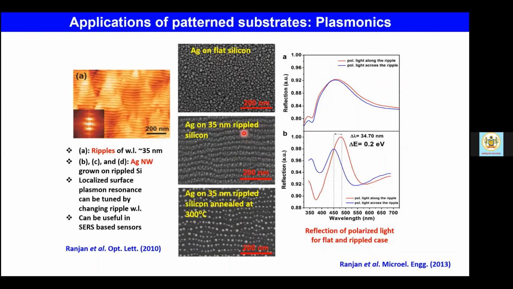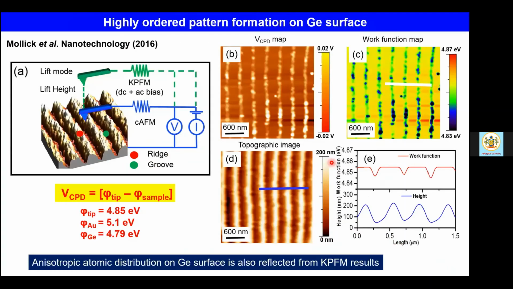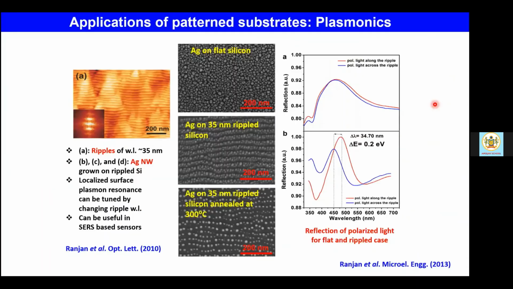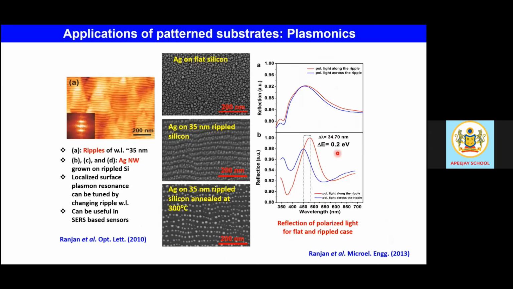Okay, where they deposited the silver nanoparticles on the same rippled silicon surface. What is seen here is that, along the ripples and across the ripples, there was a difference in the work function value. Like that, the optical reflection was also quite different along the ripples and across the ripples, that means along the wave vector and perpendicular to the wave vector of the ripple patterns.